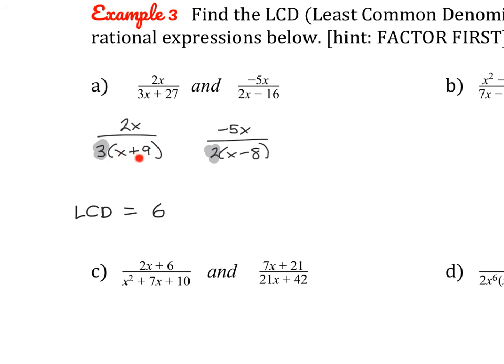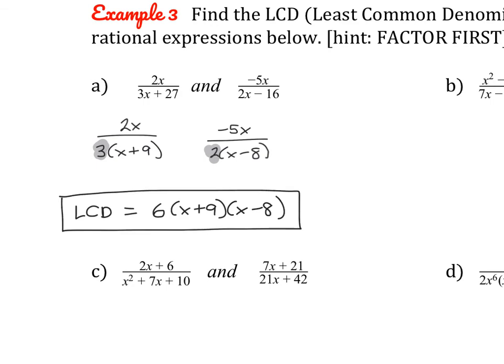And then the next factor that we see that must be included is x plus 9, so I'll list that. And then the next factor we see is x minus 8. So we're essentially going to be trying to list out or include any potential factors that we see in our denominator. So this would be our least common denominator of these two expressions.